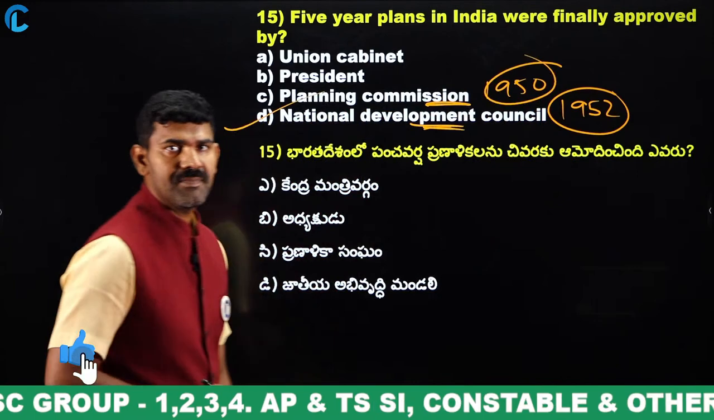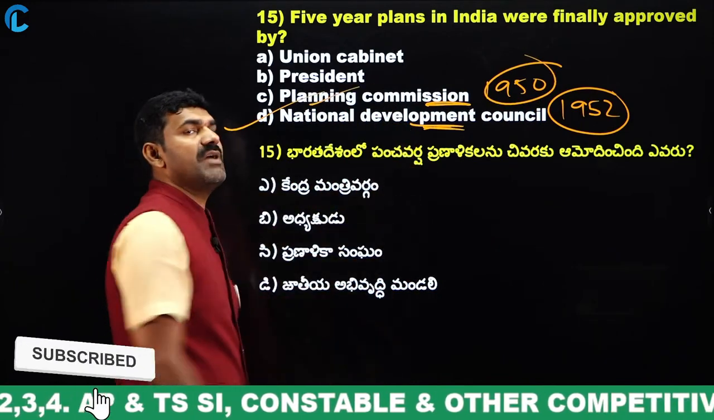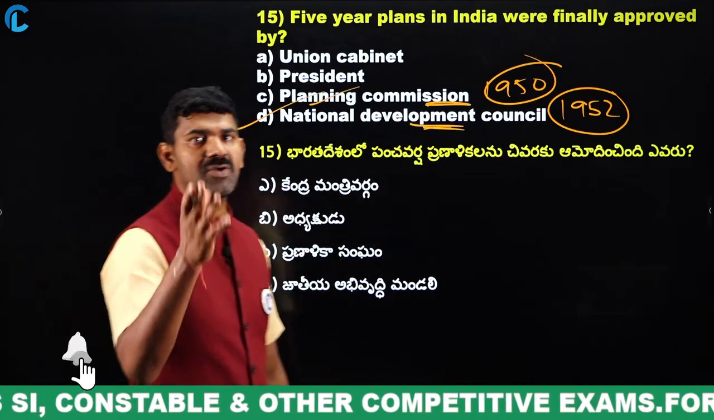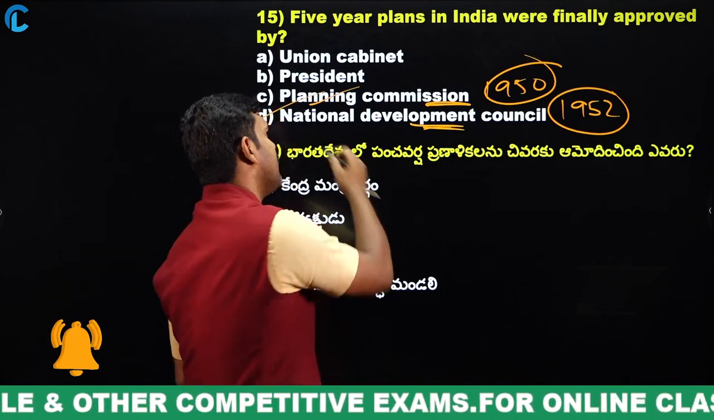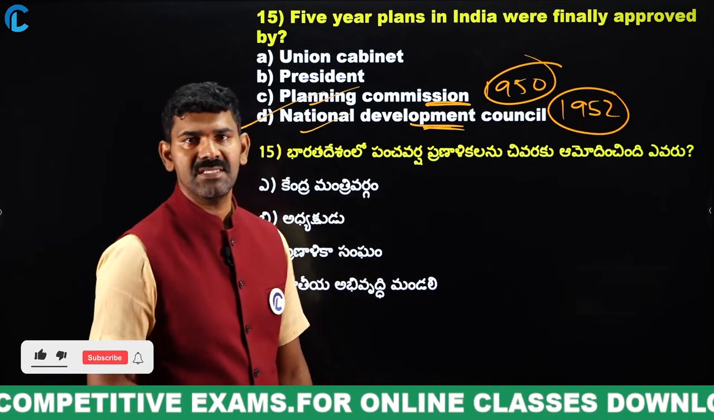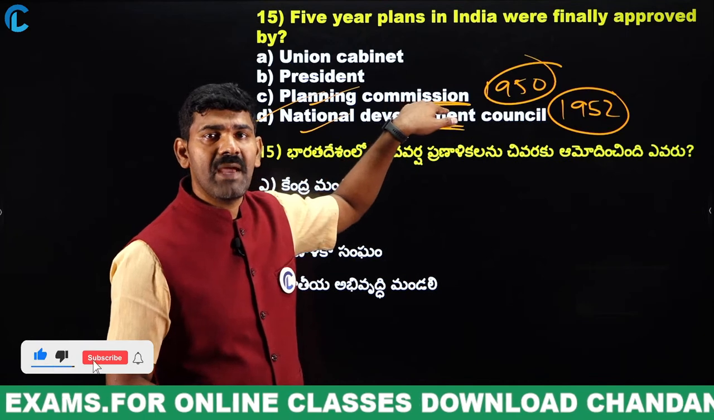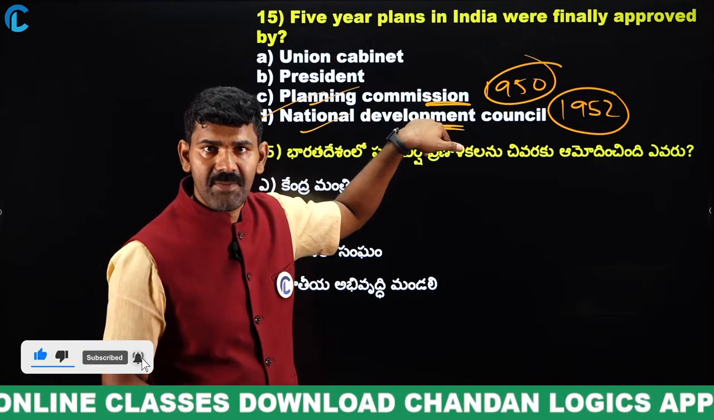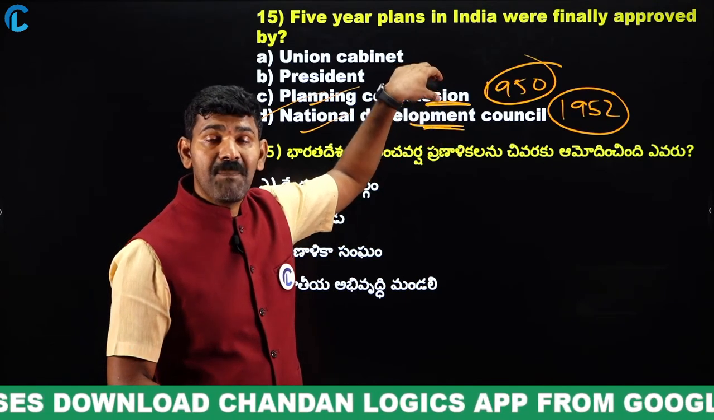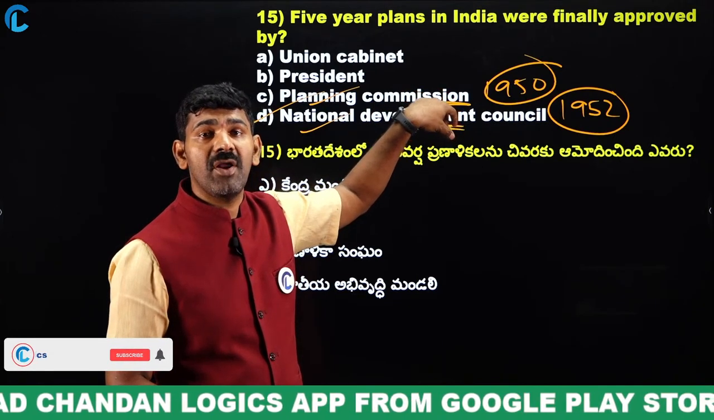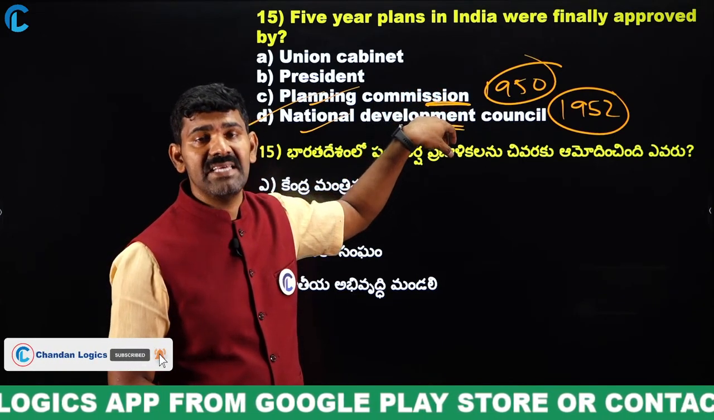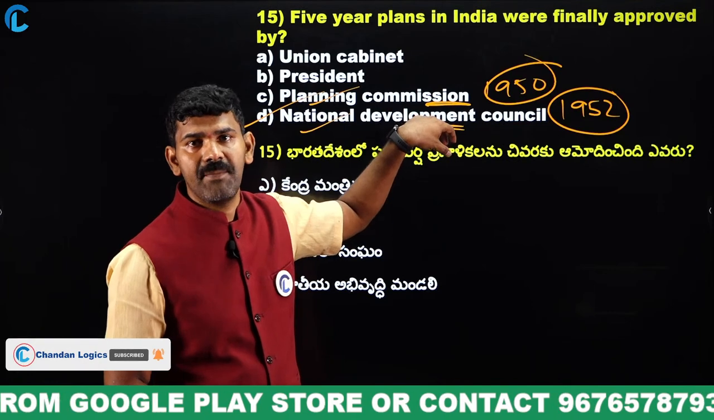Very, very important. This Planning Commission plays an advisory role. It has not got the power to approve the plans. But the National Development Council will be approving the plans. The Planning Commission is headed by the Prime Minister. The National Development Council is also headed by the Prime Minister. The Planning Commission is a non-statutory, non-constitutional body. Even the NDC is also a non-constitutional, non-statutory body.